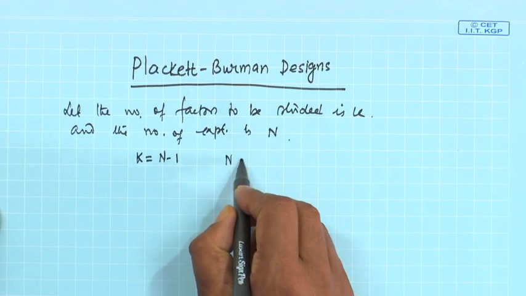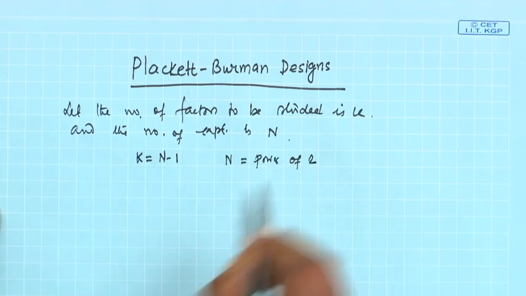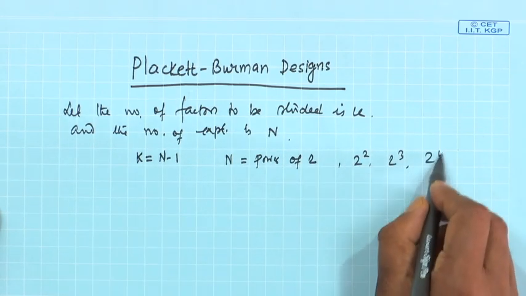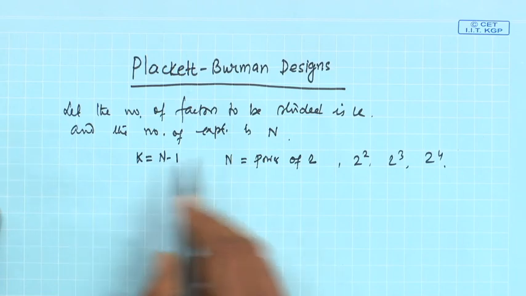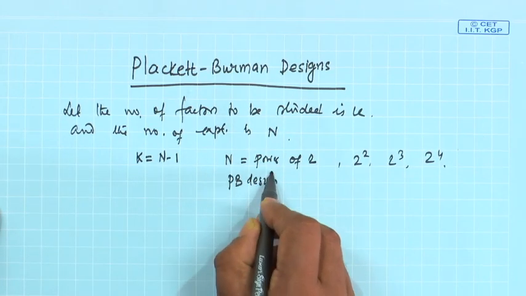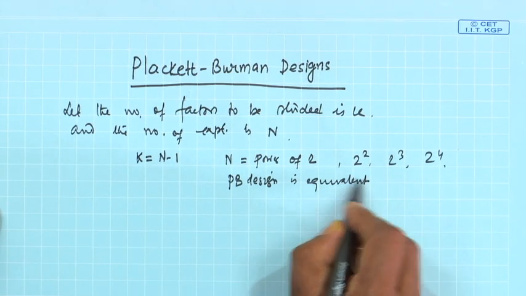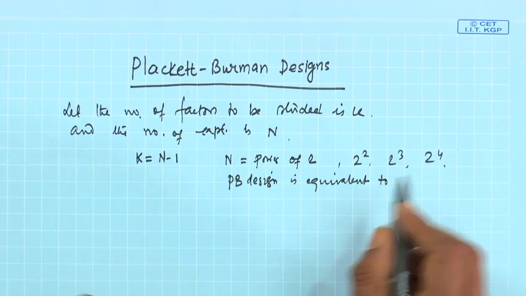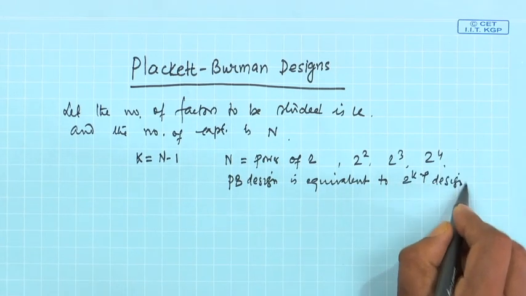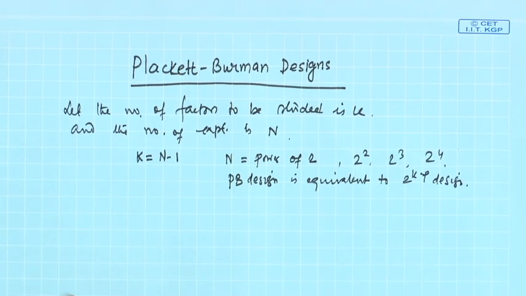When n is a power of 2, like 2 to the power 2, 2 to the power 3, 2 to the power 4, then this Plackett-Burman design or PB design is equivalent to fractional factorial design.